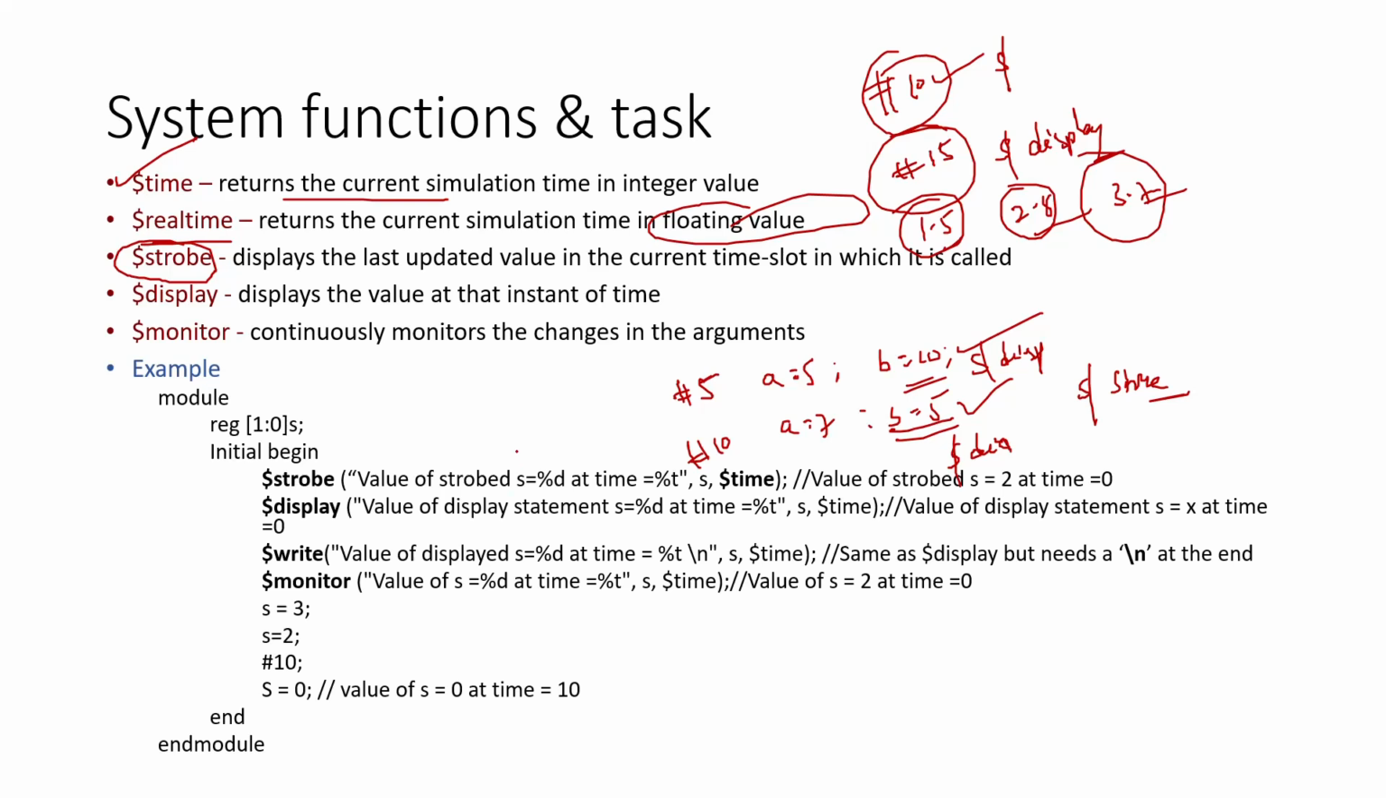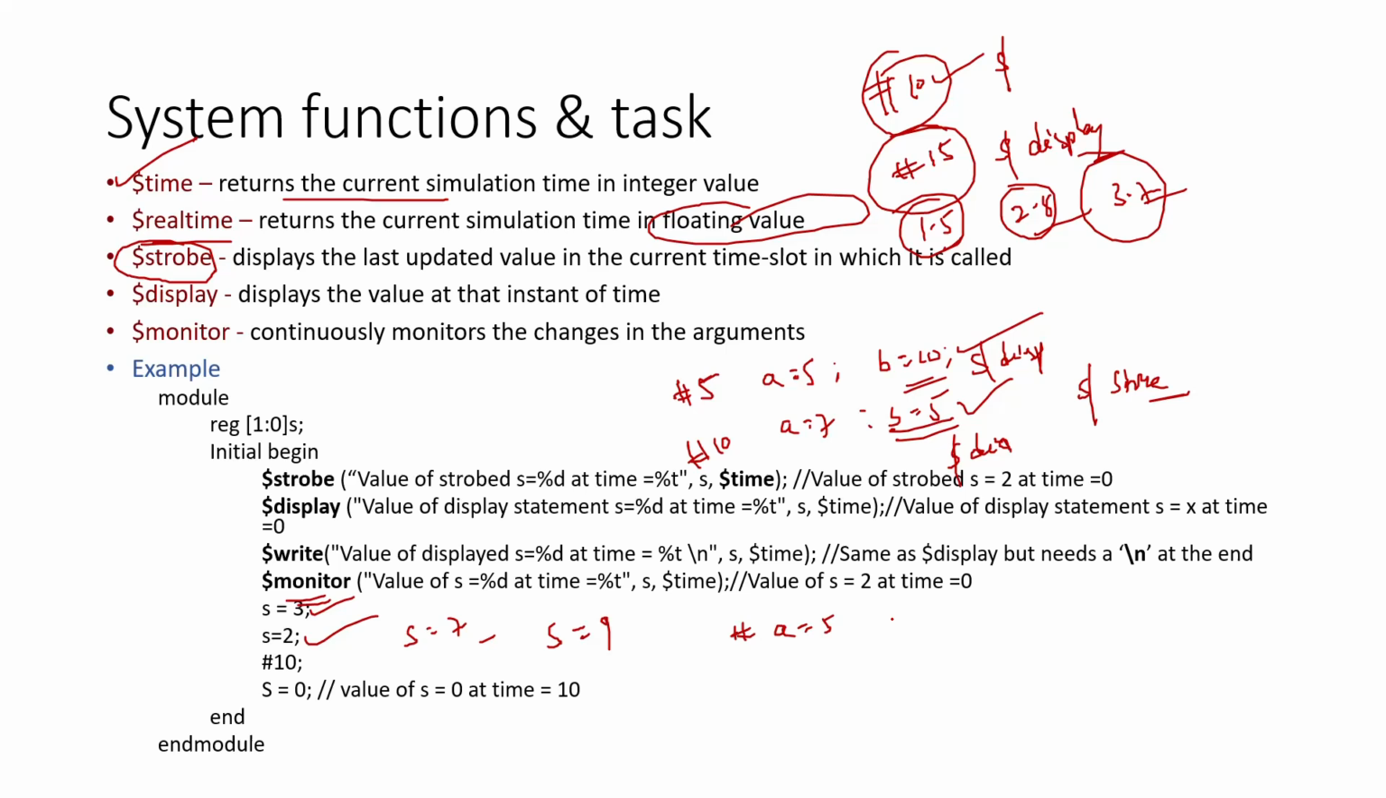Okay, $monitor means continuously monitor your variables. Whenever you are changing the values, always see: s equal to 3, this value is printing; s equal to 2, this value is printing; s equal to 7, this value is printing; s equal to 9, this value is also printing. Every time you change the variables, all the variables will be displayed by using $monitor. That's why instead of writing a $display statement at every value, we can go for $monitor. So $monitor will be displaying every value.